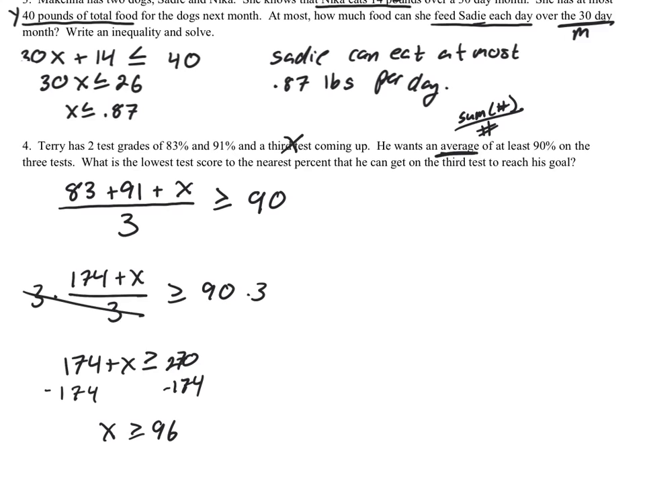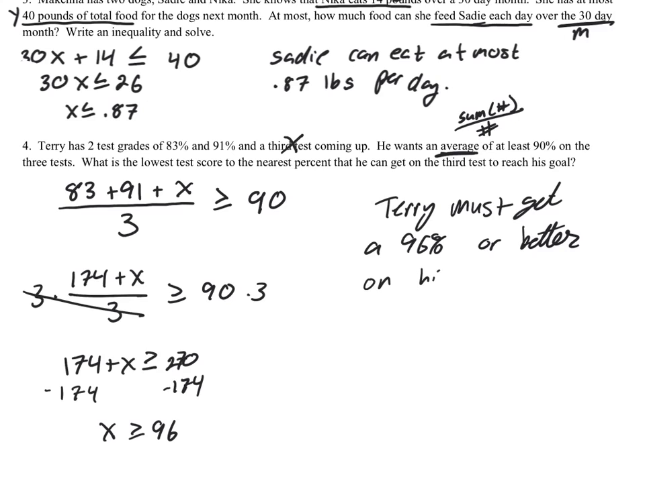96. So that tells us that Terry must get a 96% or better on his third test if he wants to get a 90% or greater overall in the course.